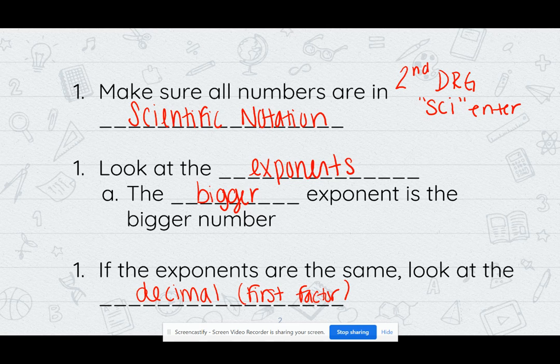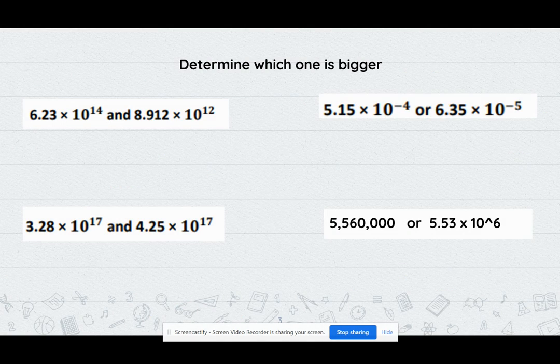So here we go. Let's do some practice. First up, we have determine which one is bigger. We have 6.23 times 10 to the 14th power and 8.912 times 10 to the 12th. So they want us to look at the exponents since they're both in scientific notation, and they want the bigger one, 14 and 12. 14 is the bigger number, so 6.23 times 10 to the 14th is the bigger number.